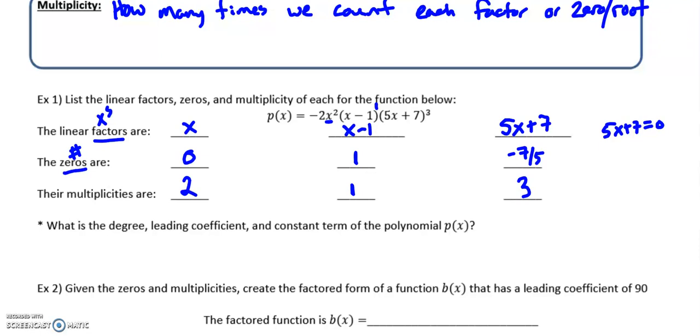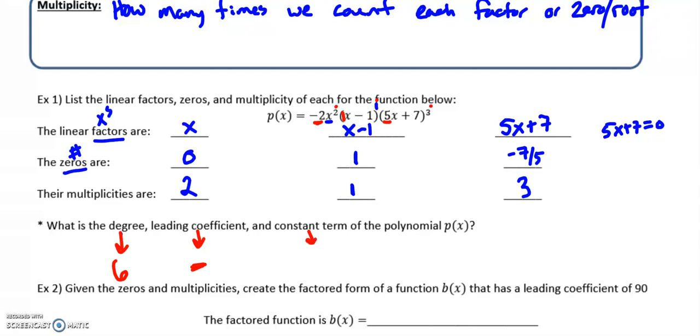So multiplicities are just saying how many times I count the 0 or the factor. In terms of degree, leading coefficient, and constant, the degree for this one is going to be, I have 2, 1, and a 3, so that's looking like a degree 6. Leading coefficient, I just take the negative 2 times a 1 times a 5, 3 times, so 5 times 5 times 5 times 1 times negative 2. All that matters is that it's negative. I think it's negative 250 specifically, but all that matters is it's negative.